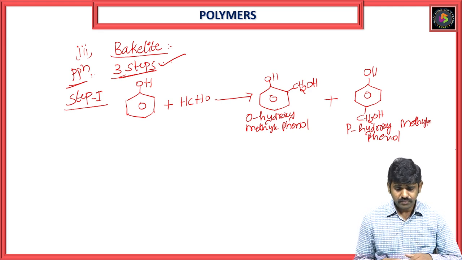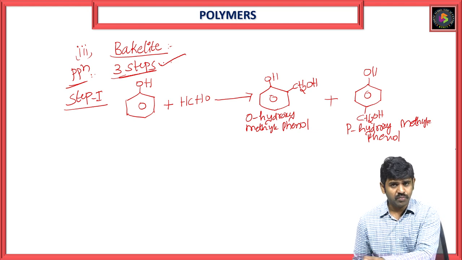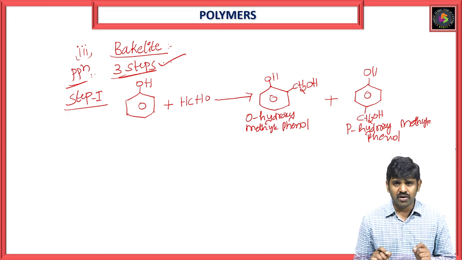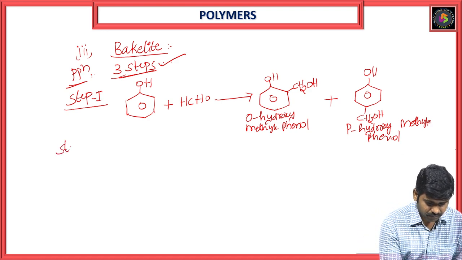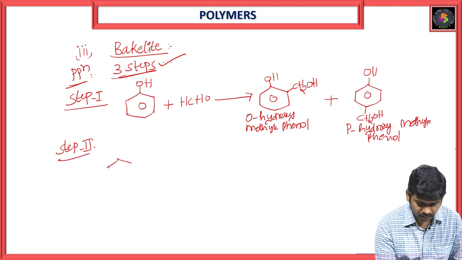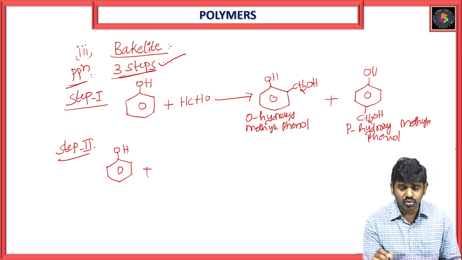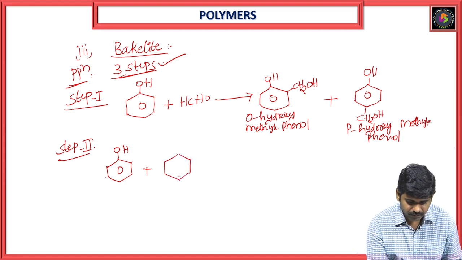So here, condensing phenol with formaldehyde results in the formation of ortho-para derivatives, which react to form a linear polymer called novolac. Here I am taking the ortho derivative. So, step 2: phenol plus ortho derivative, that is ortho-hydroxymethylphenol, n moles.